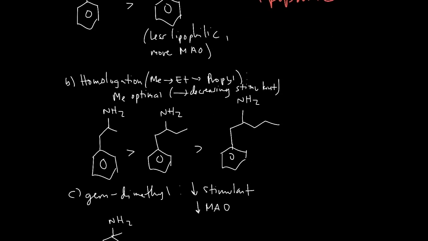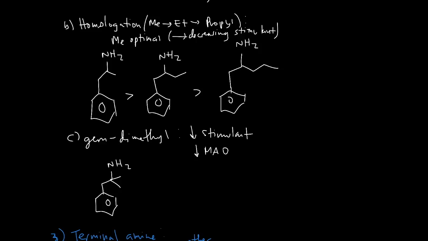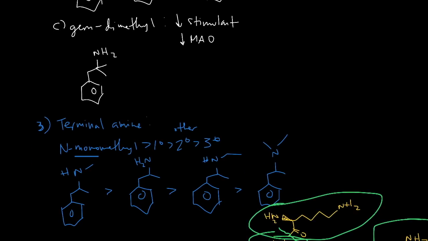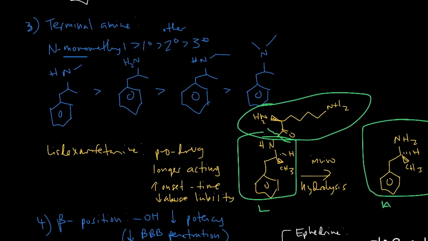Homologation, or making a chain bigger at the alpha position, makes it less potent as a stimulant, so the alpha methyl is optimal. Gem dimethyl, so adding 2 methyls at the alpha position, makes it less of a stimulant. The terminal amine, N-monomethyl, is more potent than a primary amine, which is more potent than other secondary amines, because remember, a monomethyl is technically a secondary amine. So other secondary amines are less potent than primary amines, but are more potent than tertiary amines.